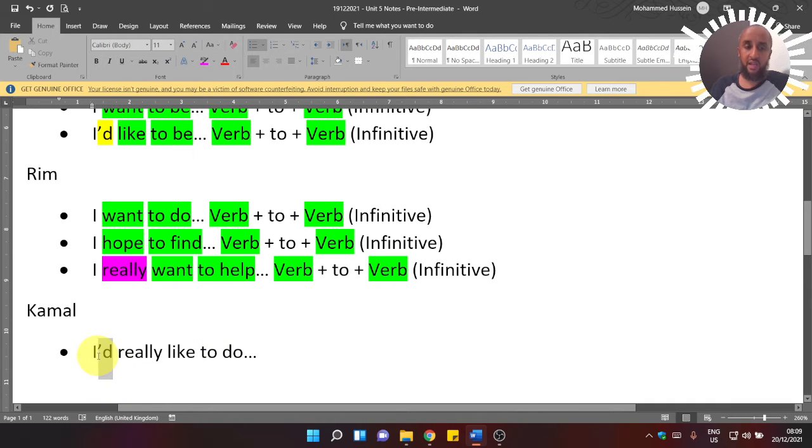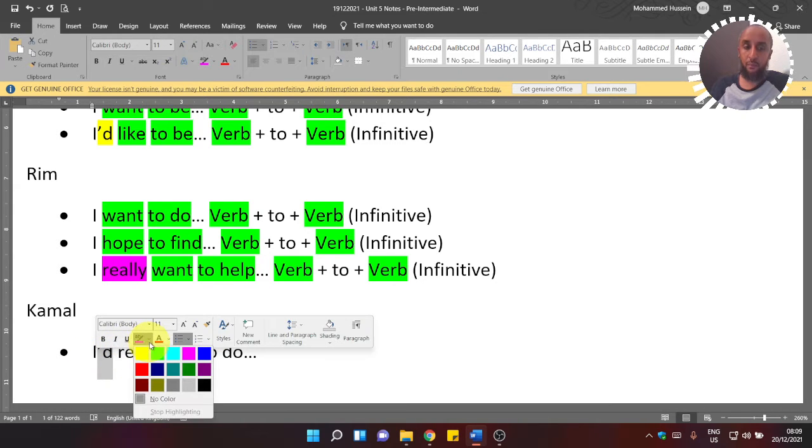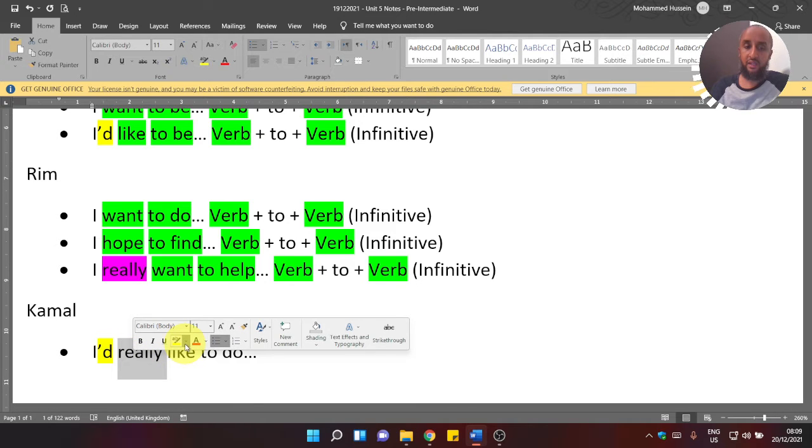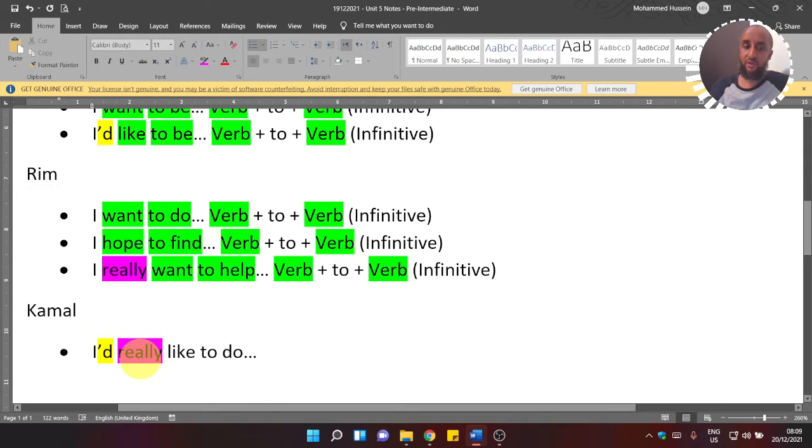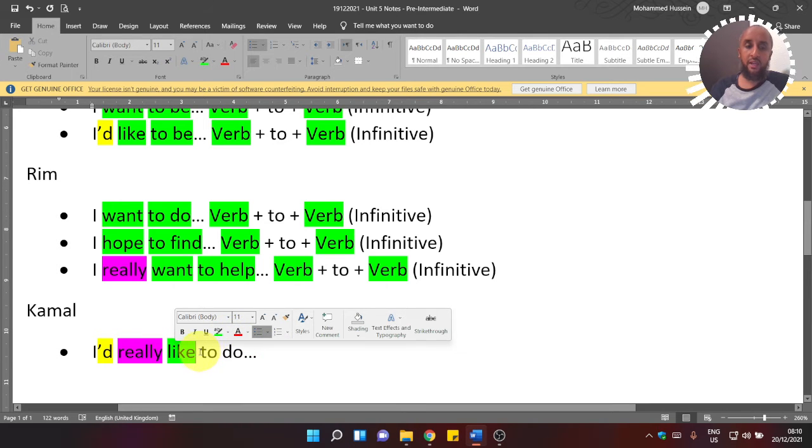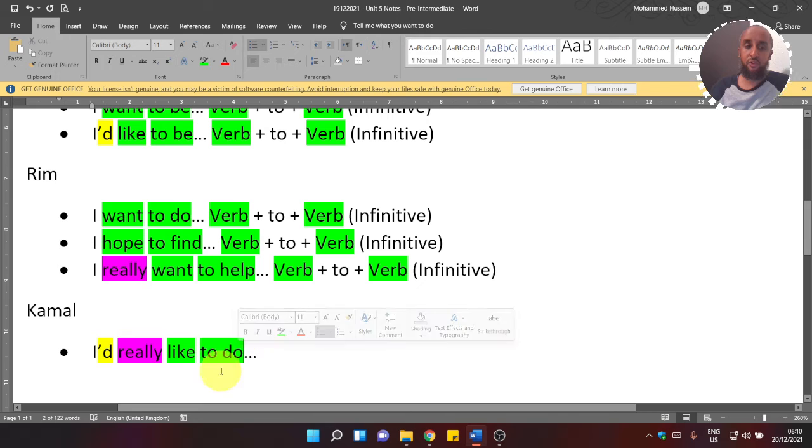Here again we have would, a helping verb, and an adverb. So these two are not necessary. If you want to remove them, the sentence will still make sense. You can still say I like to do, which is still correct. But this gives us more information, more emphasis. So again, we have like, which is the main verb, and here we have to do, which is the second verb, the to infinitive, and the do is the infinitive, meaning the basic verb. Always a basic verb.